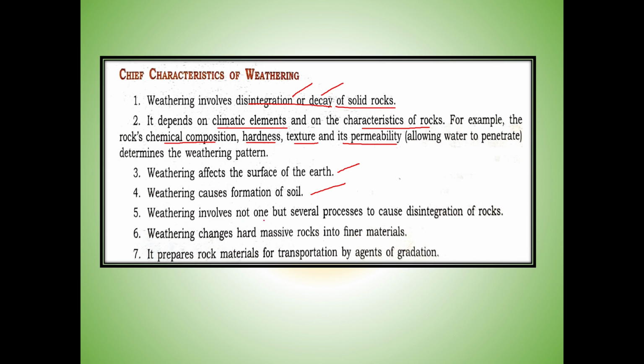Weathering involves not one but several processes to cause disintegration of rocks. All the processes are interconnected. Weathering changes hard massive rocks into finer materials. It prepares rock materials for transportation by agents of gradation, that is, ice, river water, rainwater, then wind, tides, etc. Unless weathering takes place, erosion will not happen.